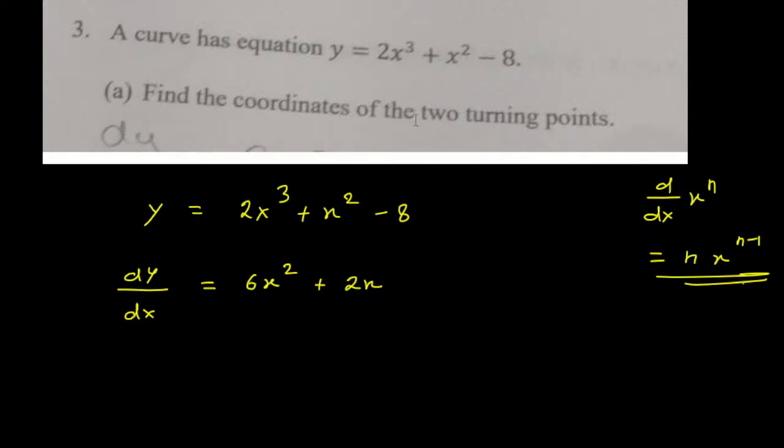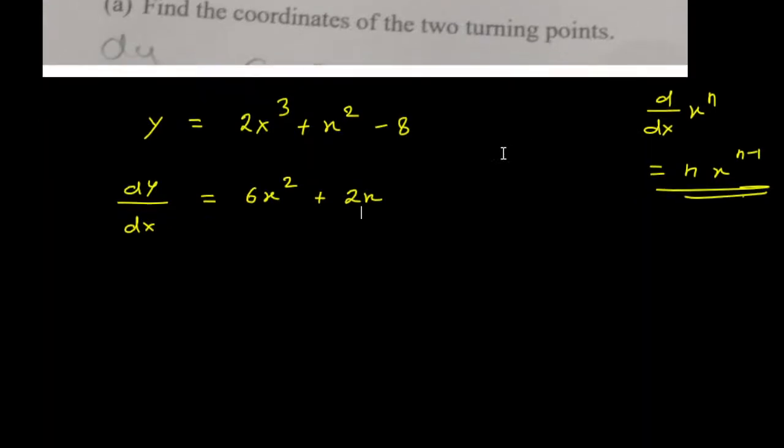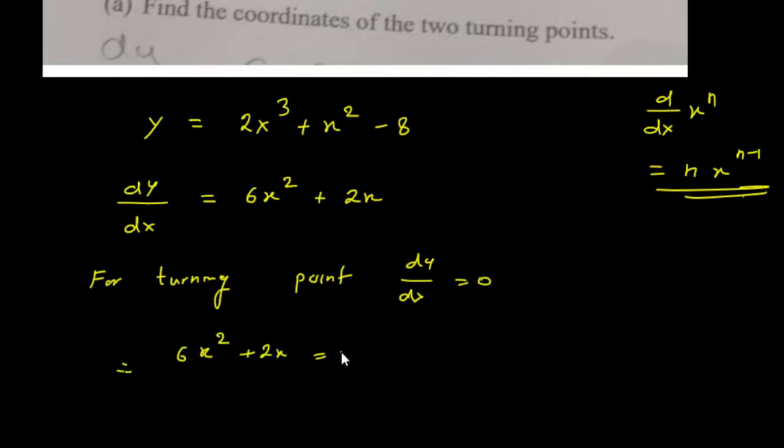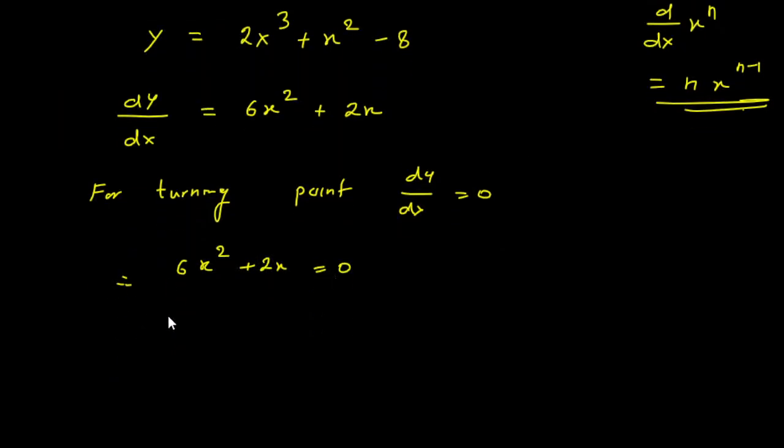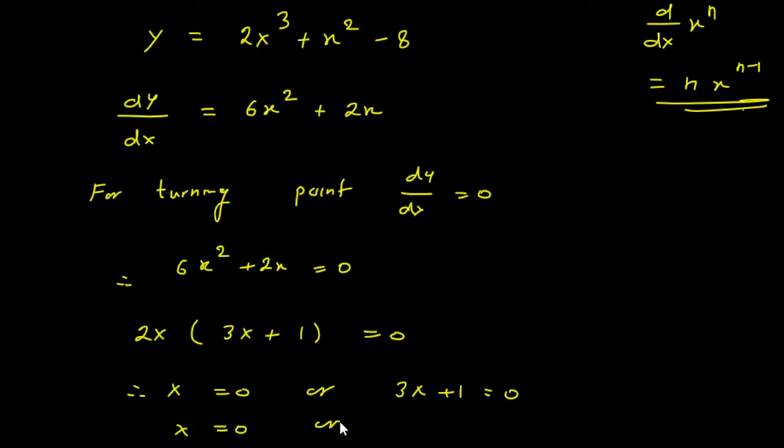Now find the coordinates of the two turning points. For turning points, my derivative is 0, so dy divided by dx is 0. Therefore you equate 6x squared plus 2x with 0. Take 2x common, so it is 2x times (3x plus 1) equals 0. So either x is 0 or 3x plus 1 is 0, meaning x is minus 1 divided by 3.